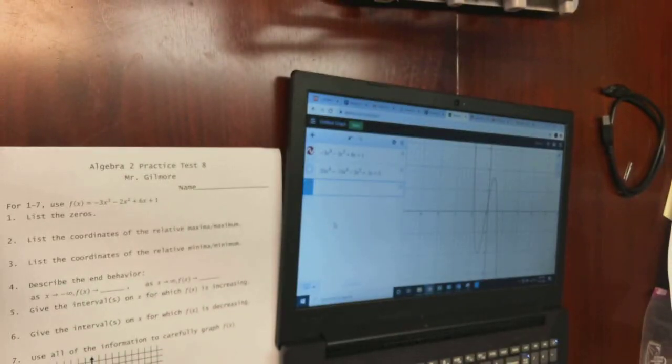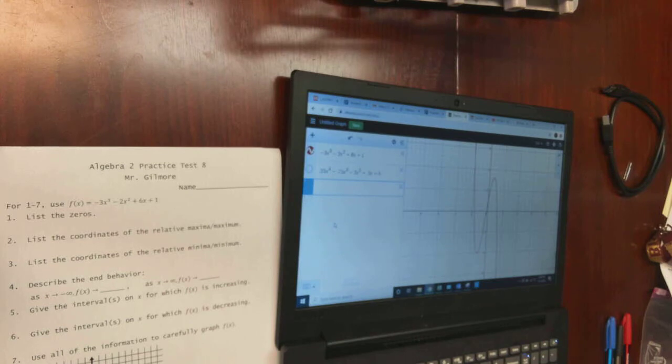Well, hi everyone. Let's get started on this practice test, Algebra 2 practice test 8. This is the first one we did on Thursday. I do have Desmos pulled up here a little bit, so I want to use it.